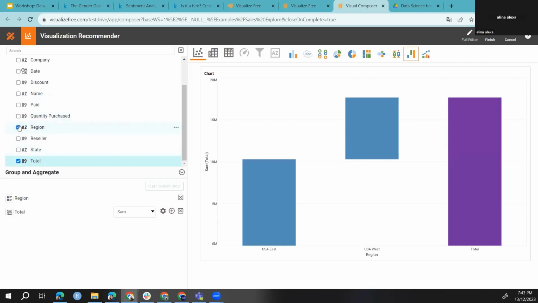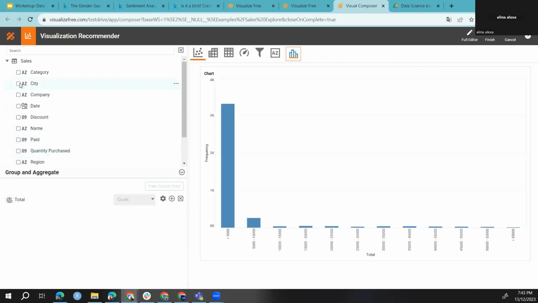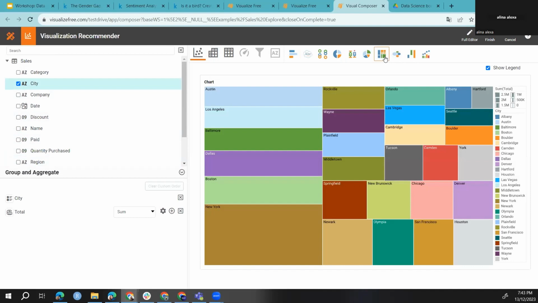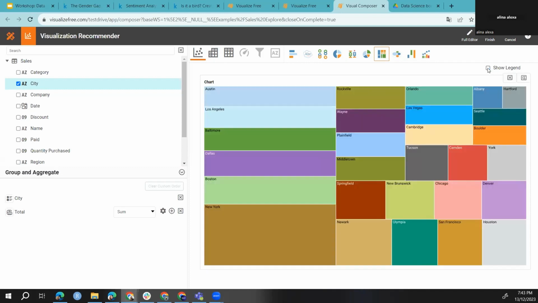Maybe I don't want to see the region. Maybe I want to see per city. Let's see. I want to see per city, sales per city. I know New York's going to be obviously big, but maybe I want to see it in a sort of tree. Okay, I think this is easier to read. I don't like the colors, but I could change the colors. That's not a problem. And then I can remove the legend or add the legend.